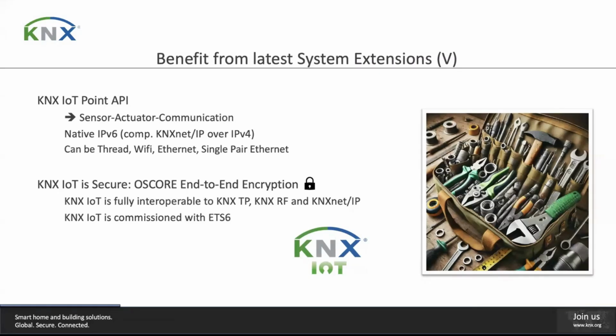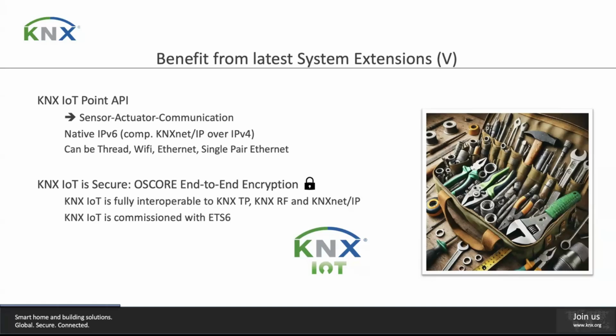So basically, we've got the KNX IoT Point API. This is the protocol that allows communication between devices using the KNX IoT protocol. So it's native IPv6 compared to KNX IP, or KNX Net IP, I should say, which is over IPv4. It can be on Thread, on Wi-Fi, on Ethernet, even single pair Ethernet. And it gives us the communication between sensors and actuators. And if all you've got is IoT devices talking to each other, then they can talk on the IoT Point API, no problem at all. They don't need anything else.